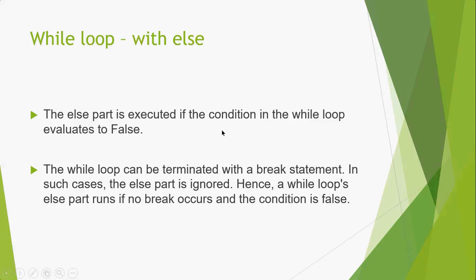So the else part is executed if the condition in the while loop evaluates to false, and the while loop can be terminated. Again, any loop can be terminated with a break statement, and it can be continued with a continue statement. We will see that further. When there is a break statement, the else part would be ignored, the reason being we are exiting from the while loop. Hence a while loop's else part, or a for loop's else part, would run only if there is no break statement given in the loop.